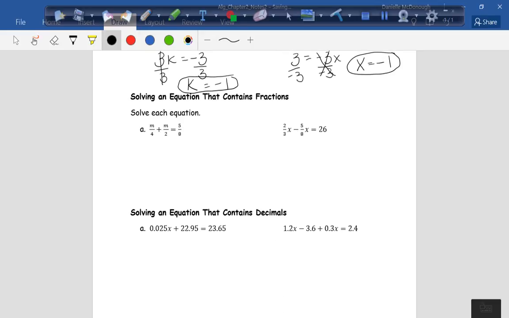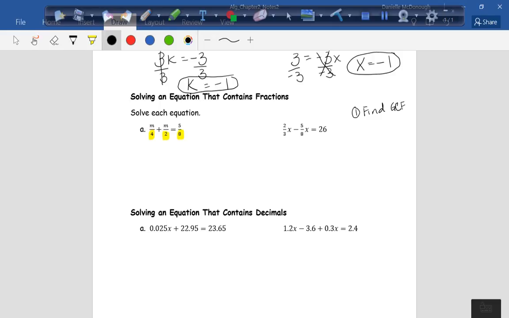So I know not many people out there like fractions, so there is a way that you can clear fractions in order to get rid of them. Okay, so what you do when you have to clear fractions is look at your denominators. So we have a 4, a 2, and an 8. And the first step of this is to find their greatest common factor. So if you look at 4, 2, and 8, the greatest common factor over here is going to be 8.